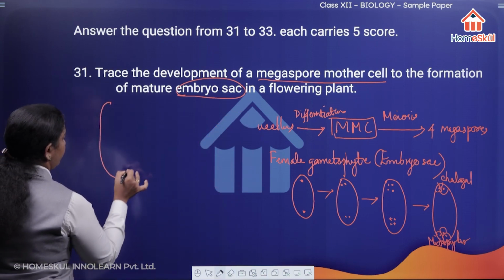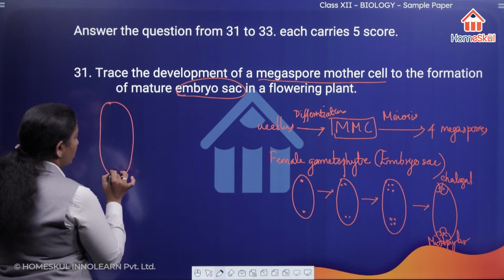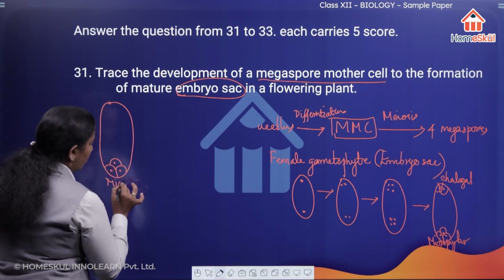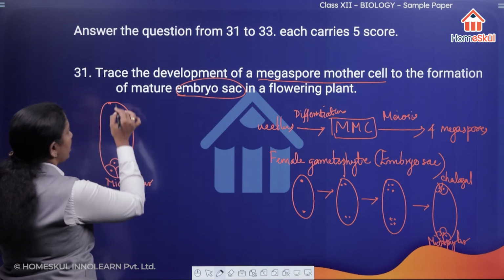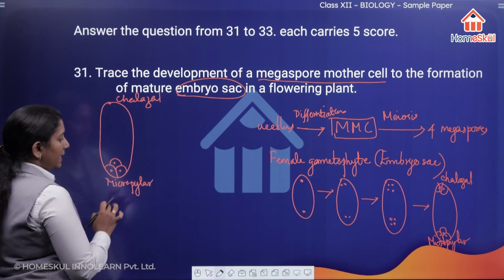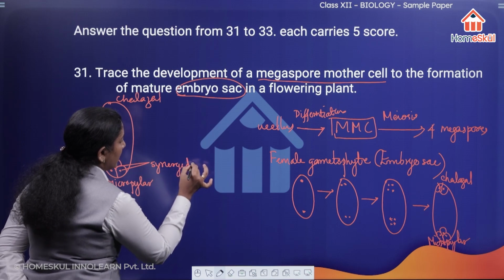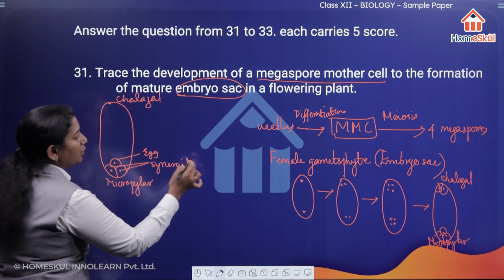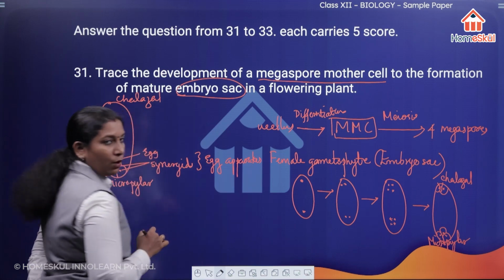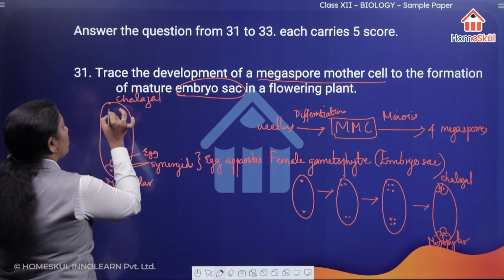Inside this megaspore, out of the 8 nuclei, 3 will be on the micropylar end. This is the micropylar region and this is the chalazal region. Out of these 3 cells in the micropylar region, 2 will form synergids, and this is the egg cell. Altogether this is called the egg apparatus. So the egg apparatus constitutes 1 single egg cell and 2 synergids.